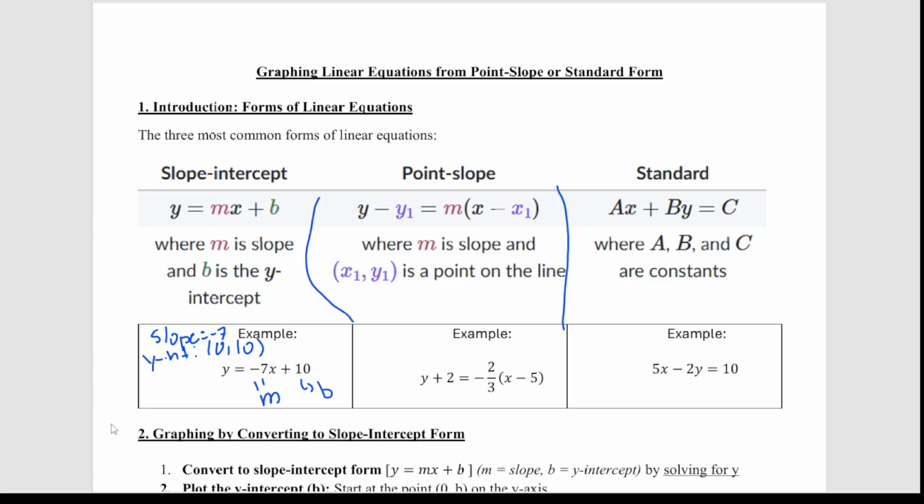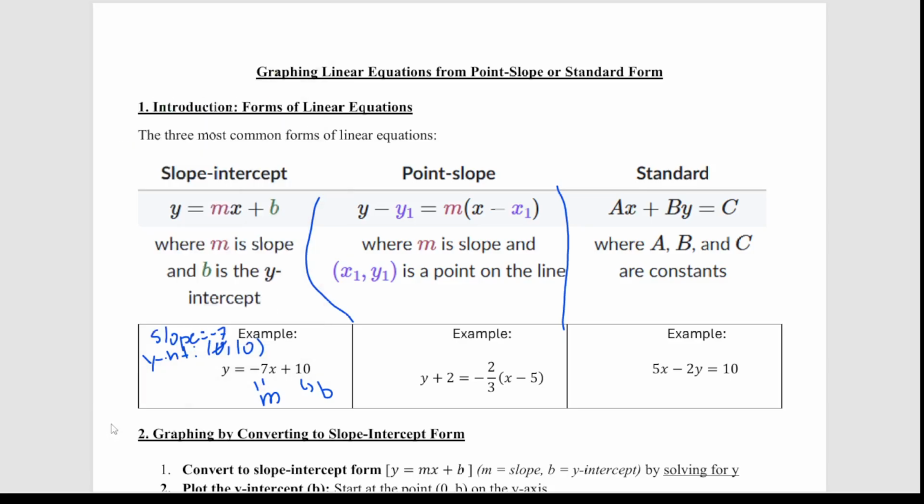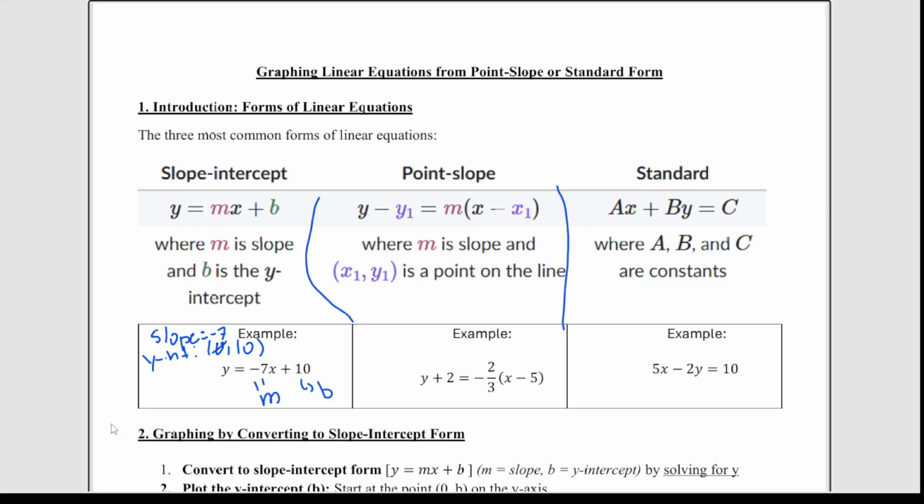Another common form, however, is point-slope form and also standard form. So today we're going to learn about how to work with these two forms. In short, in point-slope form, rather than directly reading off a slope and a y-intercept, you directly read off a slope and some other point on the line. How do you know what that other point on the line is?